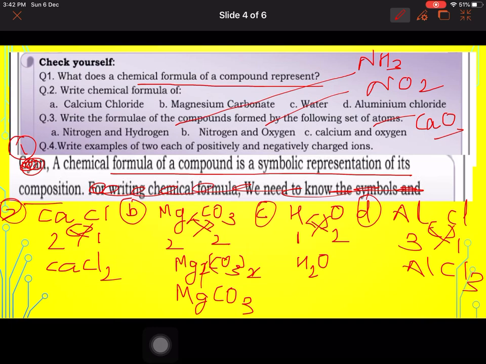Write the formula of the compounds formed by the following set of atoms. You have to just write the formula. Okay. Then write examples of two each positively charged and negatively charged ions. For positively charged, you can write aluminium, which has 3 plus, and magnesium 2 plus. For the negatively charged, you can write carbonate CO3 2 minus, or you can write OH minus. So you can write the negatively charged here.